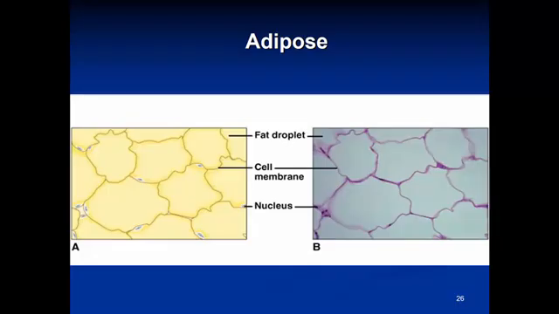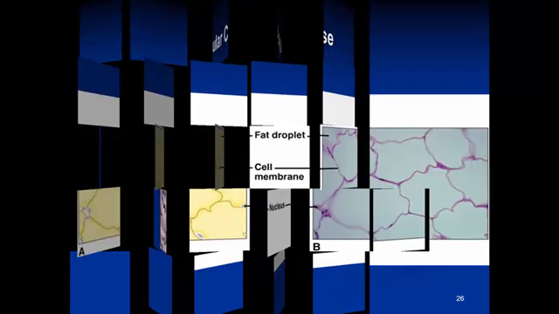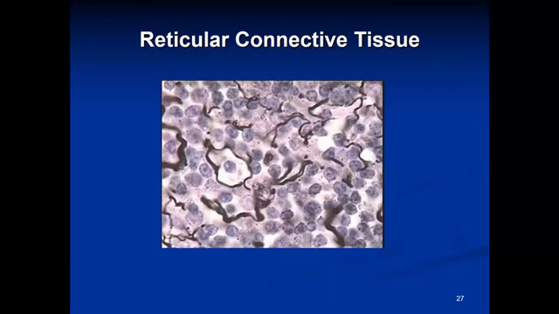Adipose is another kind of connective tissue. This is fat. Okay, and the matrix is actually inside the cell in this one. It's basically globs of fat. Reticular connective tissue is found in the liver and spleen. You can see the fibers and the cells are a little bit closer together, but again, generally not packed together.